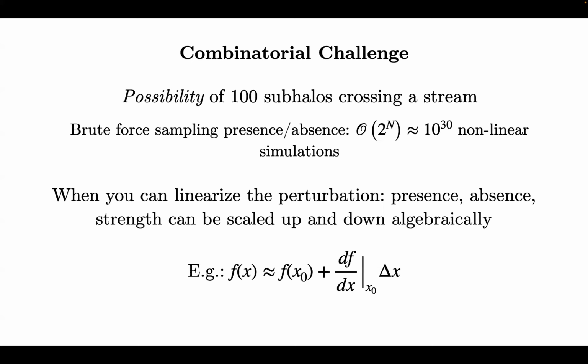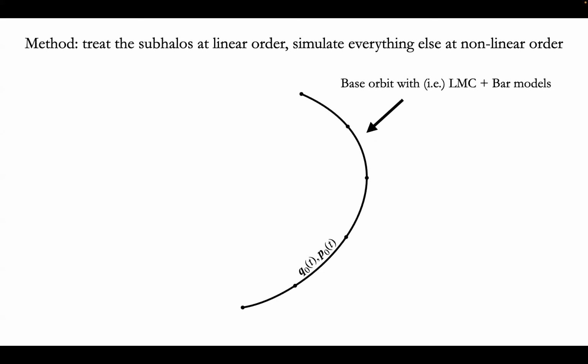But if some of the subhalos, or most of them, are lower mass and you can treat them perturbatively rather than doing the full simulation, basically just Taylor expanding the simulation, then you have the freedom to scale up and down algebraically the strengths and presence and absence of each subhalo. That doesn't solve the combinatorial problem, but it makes it way more efficient to apply things in linear regression, which is very fast. So that's something I've been working on recently, where we're essentially just treating a stream as an ensemble of test particle orbits and applying perturbation theory consistently to all of them as you have a subhalo flyby.